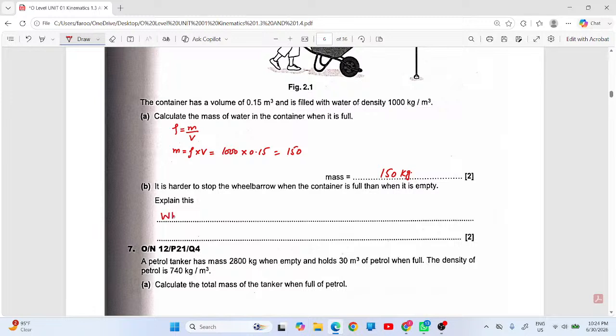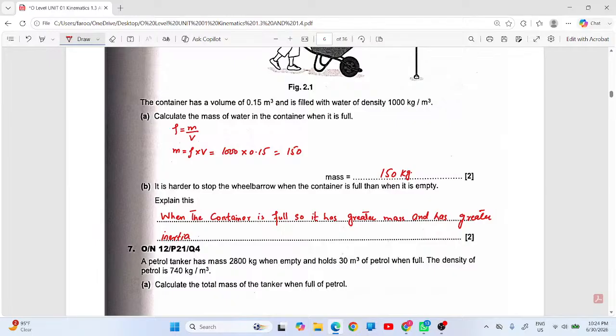when the container is full, it has greater mass, and it has greater inertia.